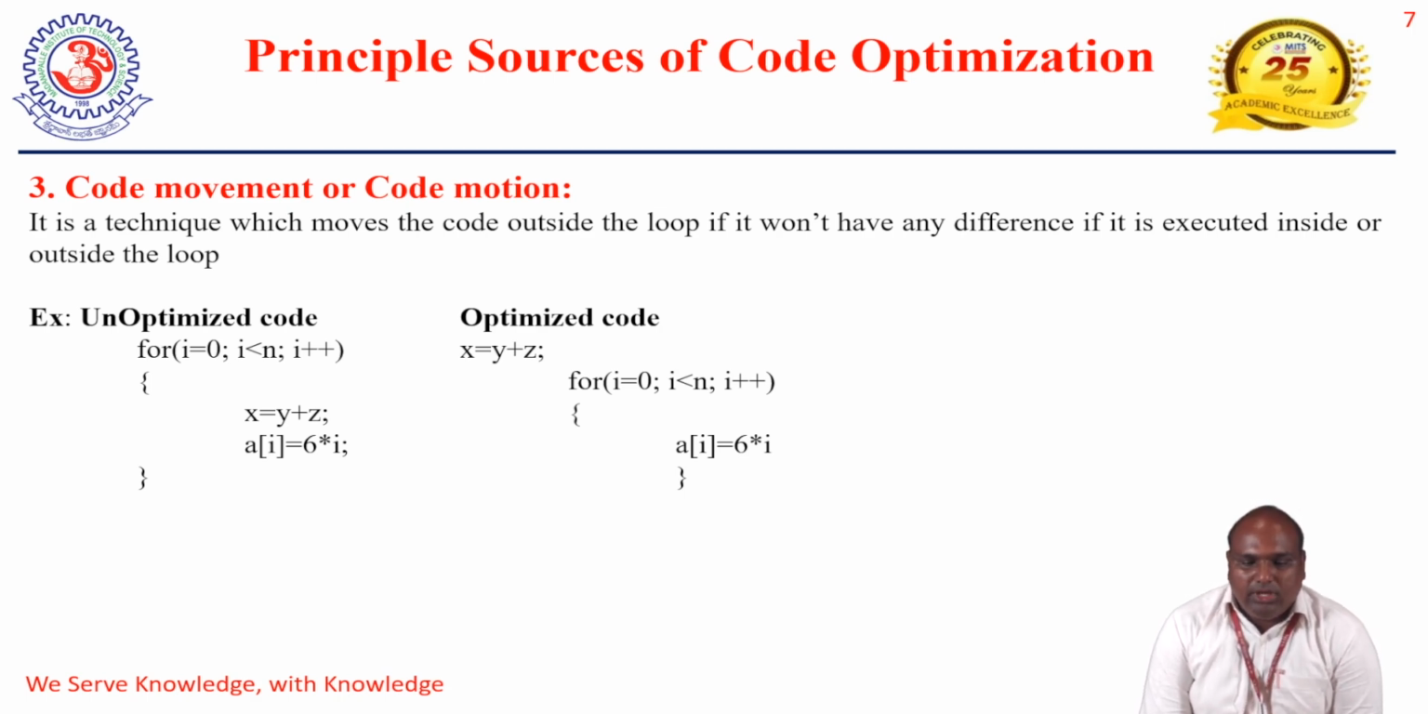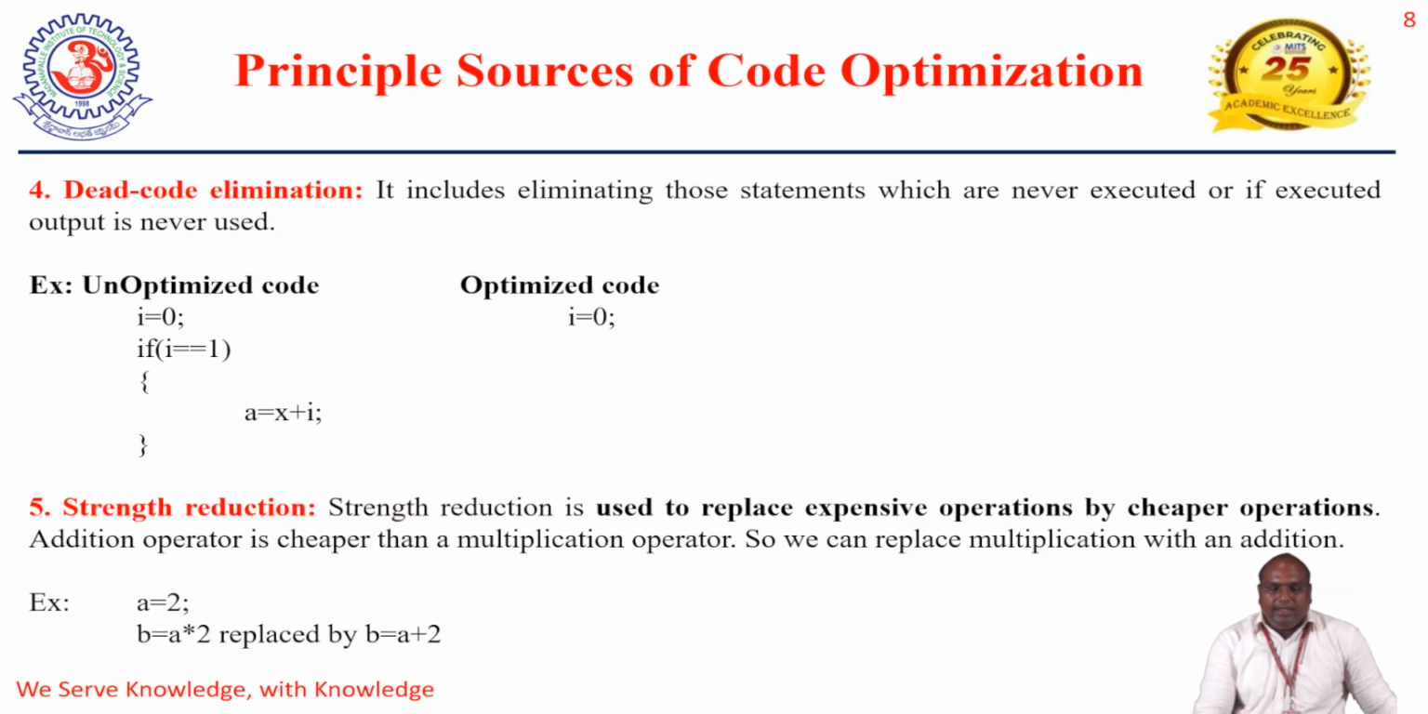That is one of the most important optimization techniques in the principal sources of code optimization. It is called code movement or code motion. Here we are moving the code from inside the loop to outside the loop without changing the outcome of the program. Next one is dead code elimination.